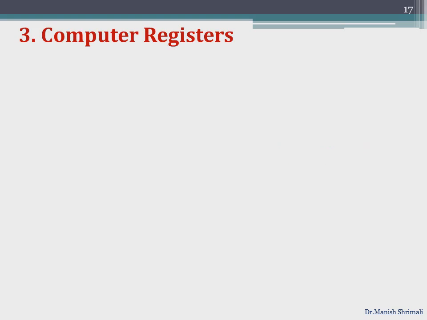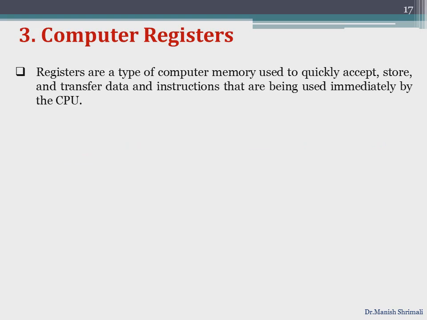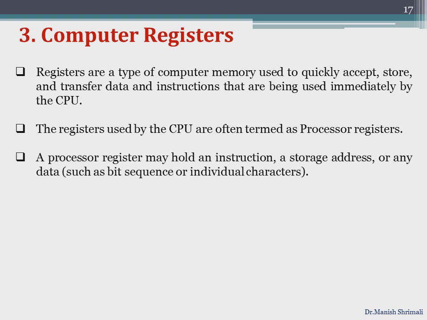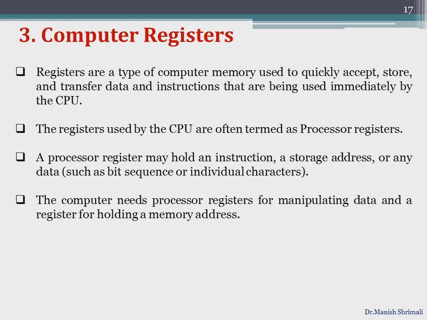We have the computer register. What is a computer register? These are a type of computer memory which are used to quickly accept, store and transfer data and instructions that are being used immediately by the central processing unit, and the registers used by the CPU are often termed as processor registers, and a processor register may hold an instruction, a storage address or any data which can be a bit sequence or individual characters.